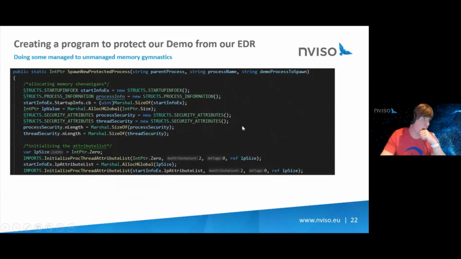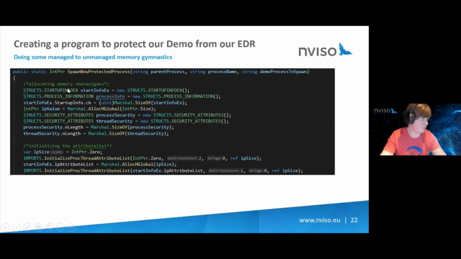So I created a bit of a malware protector demo. This is the code in the GitHub under demo malware protector. Here you can see I'm spawning a protective process, but in order to do that, I have to leverage Win32 API calls, and I love C#, so I'm more of a C# developer. So I have to do some memory shenanigans from unmanaged land to managed land, which is why you can see Marshal calls here to allocate memory into my managed code and create pointers to that memory as well.